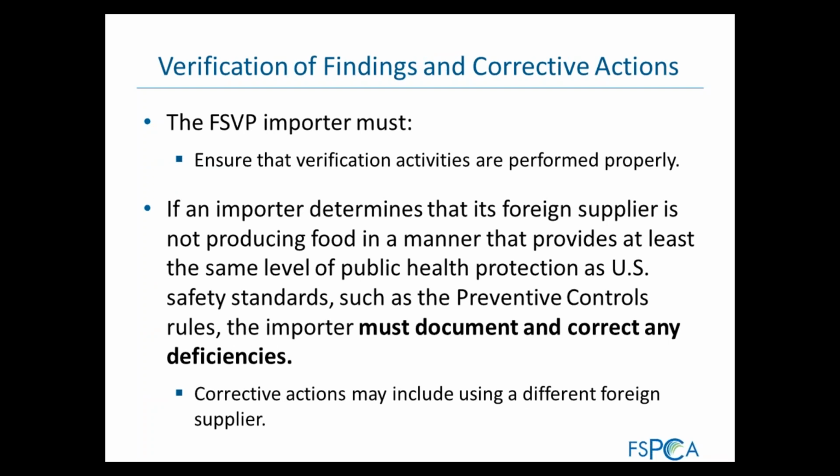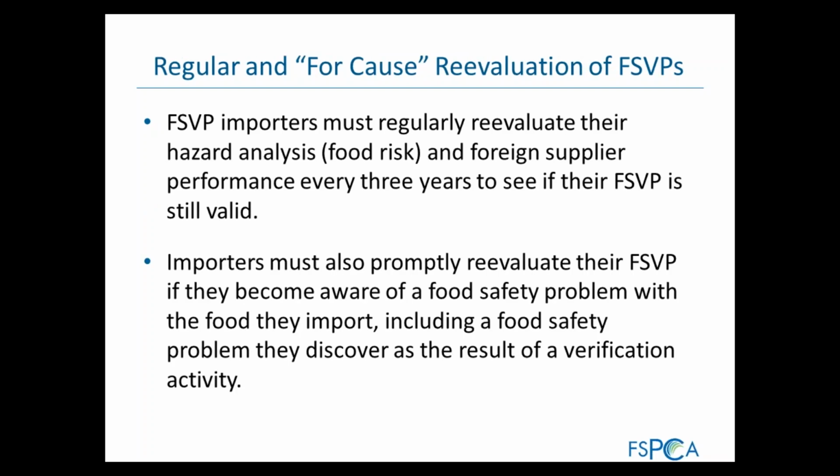If you determine that the foreign supplier is not producing food in a manner that provides at least the same level of public health protection as U.S. safety standards, the importer must document and correct any deficiencies. Of course, corrective actions may include using a different foreign supplier and eliminating that supplier for that product.